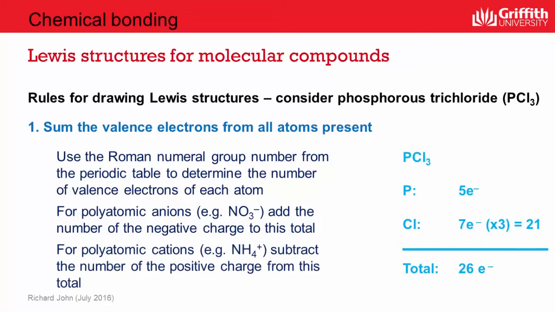Along a similar vein, for polyatomic cations with a positive charge, for example the ammonium ion, we would need to subtract the number of the positive charge from the total number of valence electrons. So if we had a 1+ charge, we would subtract 1 electron from all of the valence electrons. If we had a 2+ charge, we'd subtract 2 electrons, and so on. For our PCl3 molecule, which is not a polyatomic ion, we've got a total of 26 valence electrons available for bonding.